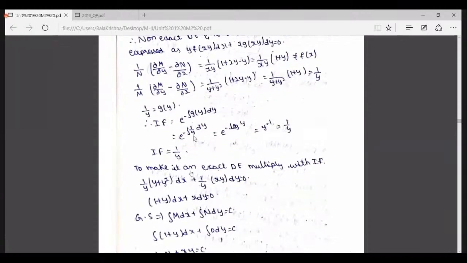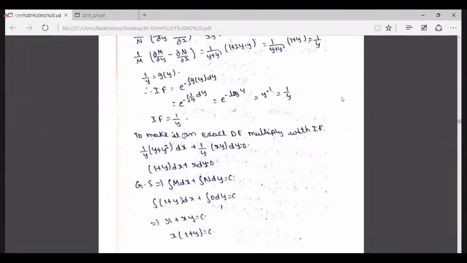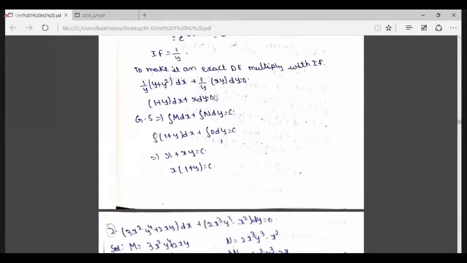So its integrating factor is e power minus integral g of y dy, that is 1 by y. Integration of 1 by y is log y, so therefore it is 1 by y. So the integrating factor for this given differential equation is 1 by y. Multiply that to the equation so that it will be in the form of (1 plus y) dx plus x dy equal to 0. As it is multiplied with the integrating factor, this will be an exact differential equation.